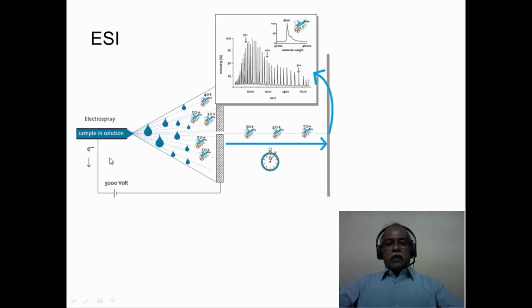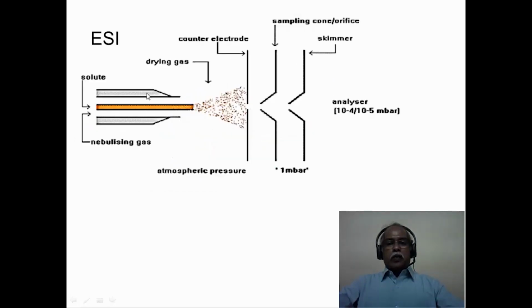And during the course of the fine spray, there is also a nebulizing gas which is passed through the sample. This is better represented in the next slide. You can see here there are coaxial tubes that are placed. In the central tube, the analyte solution is actually injected, and through the surrounding tube, the nebulizing gas, which is typically dry nitrogen gas, is passed.